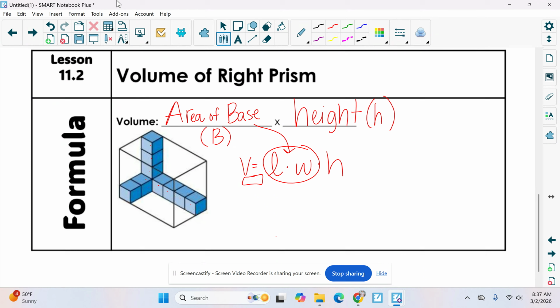Where are we going? So that's how we get the formula. How many little cubes will it take for your pre-K?